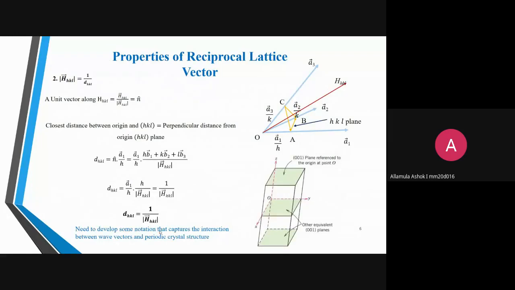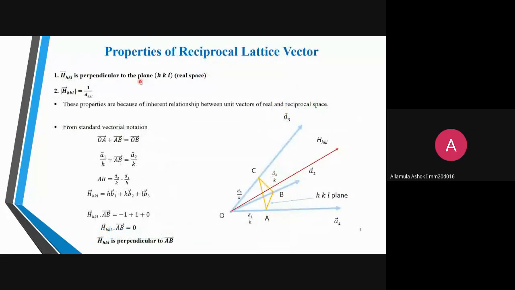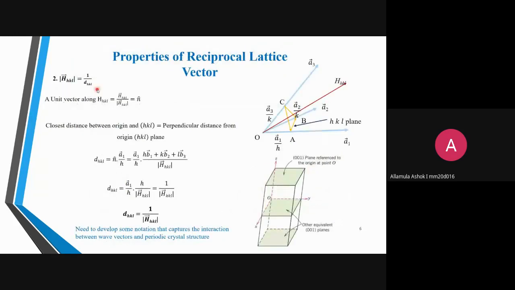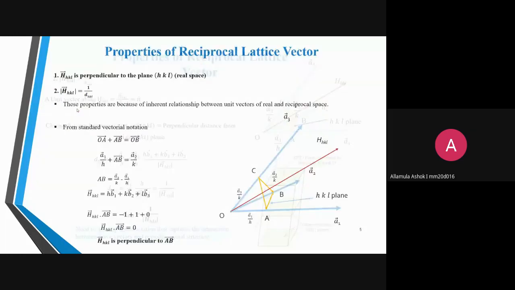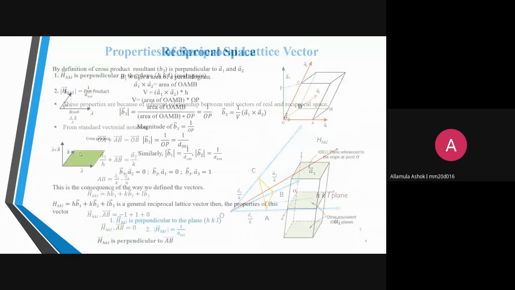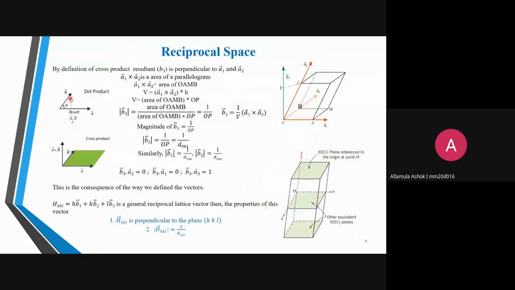And now we have calculated the direction. The direction of the reciprocal lattice vector is perpendicular to the hkl plane defined in real space. Then what is the magnitude of this reciprocal lattice vector? We have to calculate this magnitude, and from the standard dot product, we know that the projection of A dot B, the shortest distance between these two vectors, is going to be the projection of B on A. It is going to be B cos theta, or the unit vector of A dot B. It is A by mod A dot B.